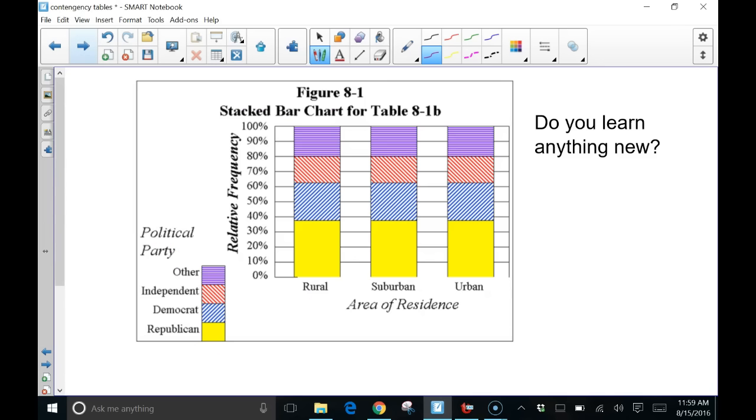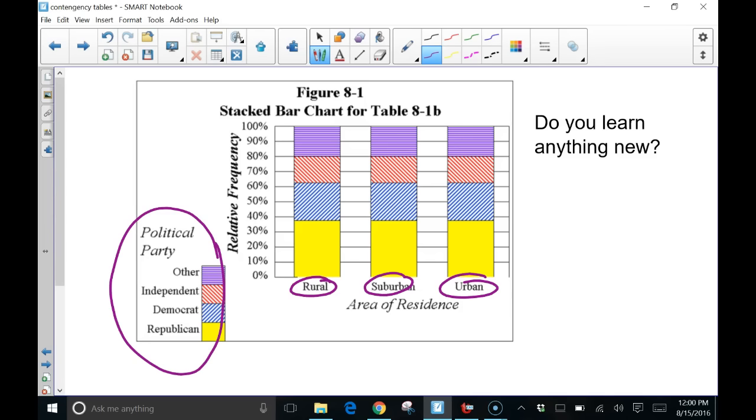Here's a similar graph for completely different data. It looks at the variable area of residence, which has 3 values, rural, suburban, and urban. And it looks at political party. And you can see the key for political party here. And this is a beautiful graph. Notice it has a title. Every axis is labeled. I can see the values of the variable, and I have a key. When you have a quiz on this, this is what I want to see in a graph.